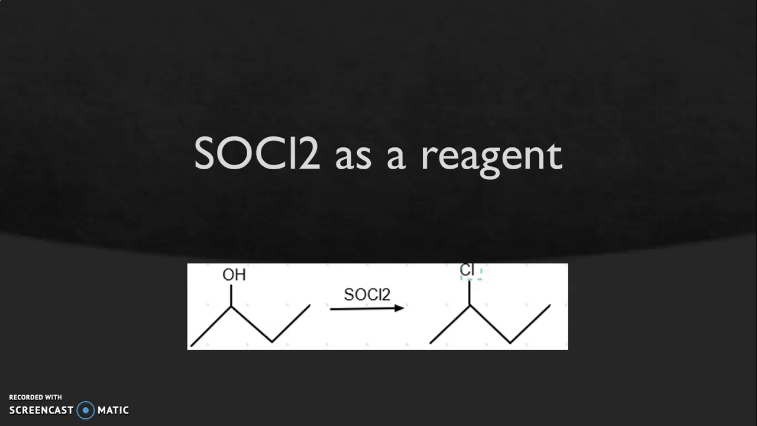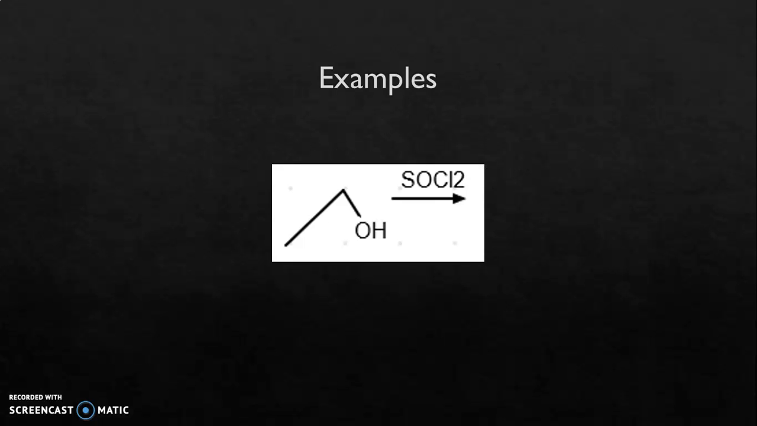Now I have some examples using SOCl2 as a reagent. Here's just a generic example. And again, with SOCl2, the only halides available are going to be chlorides, so your product's always going to be an alkyl chloride. For example, we have an alcohol here, and SOCl2. And again, the oxygen is going to kick this reaction off.